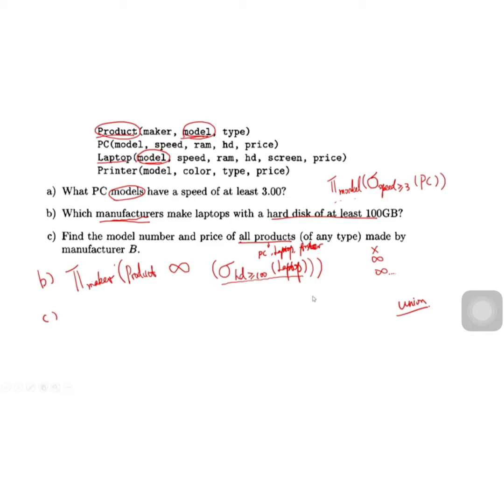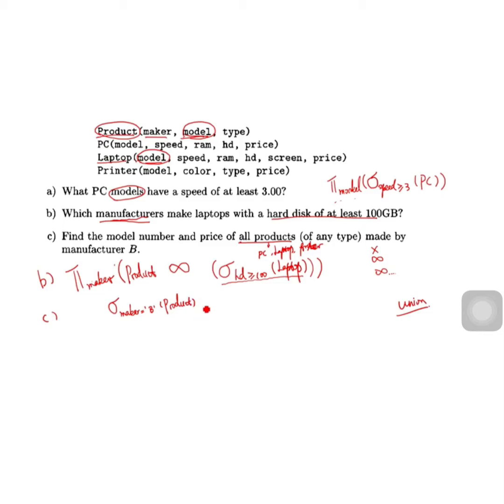Now, firstly, let's find the model and price of PCs made by B. Made by B means the maker is B. The maker is B. This is the condition for the PC part: made by B.